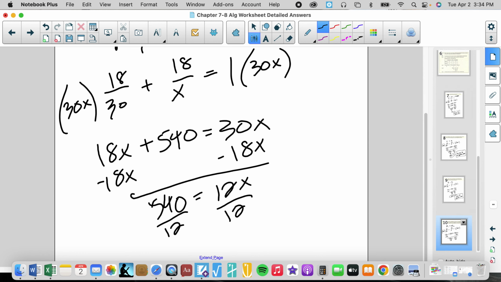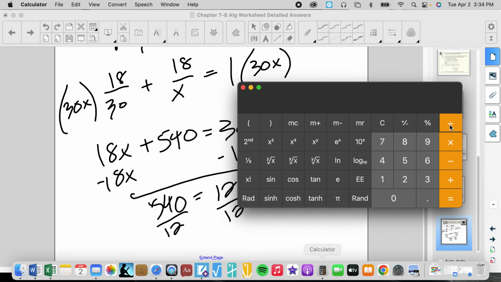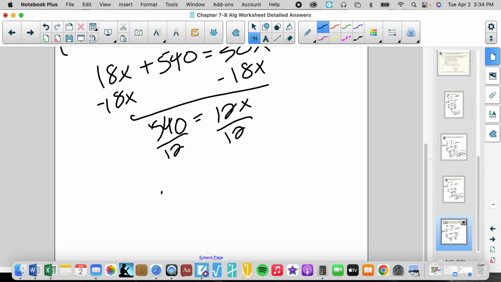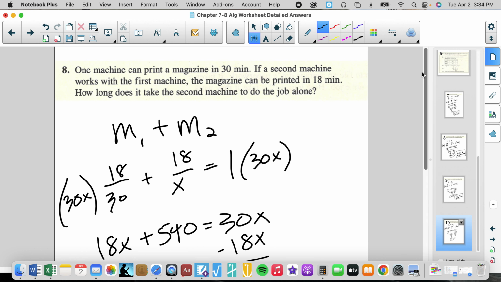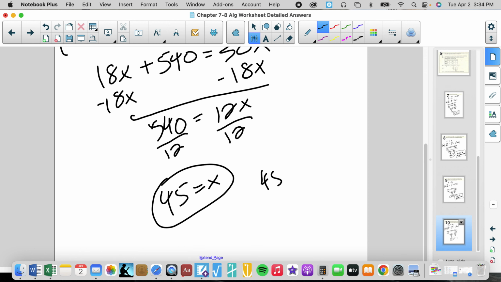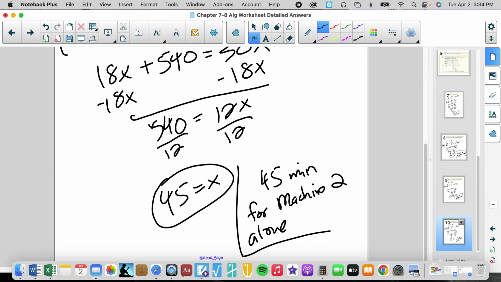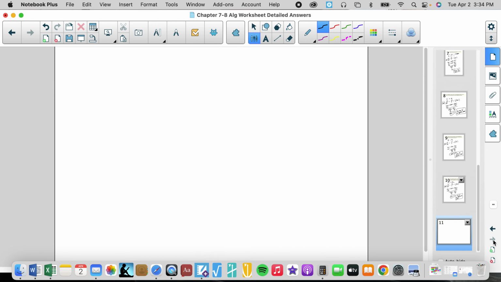Well, I don't know that number. 540 divided by 12 gives me 45. 45 equals x. That's machine 2, and we're dealing in minutes. 45 minutes for machine 2 alone by itself. So cool.